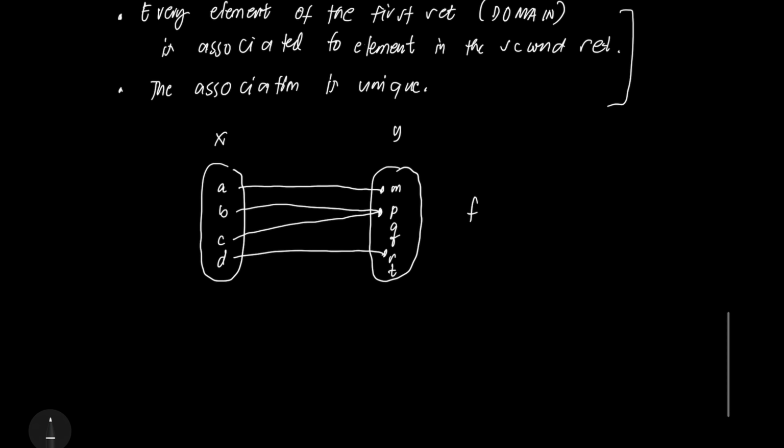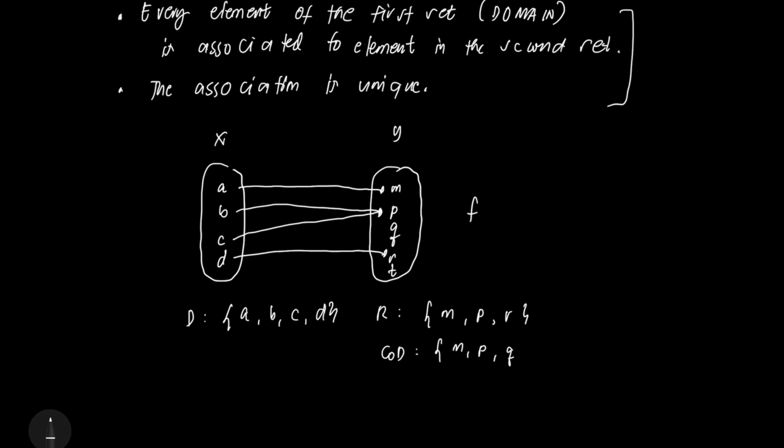Okay, so what is our domain here? Our domain is a set of A, B, C, and D. Then our range is the corresponding elements M, P, and R. But our codomain are all elements in Y, which is M, P, Q, R, T.